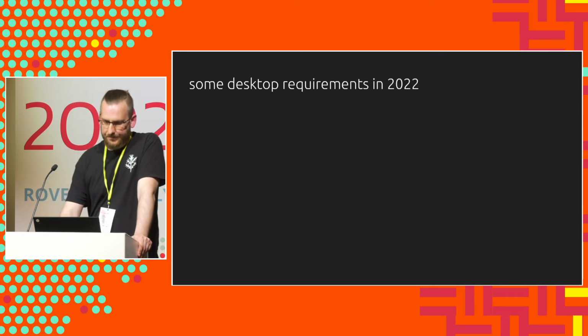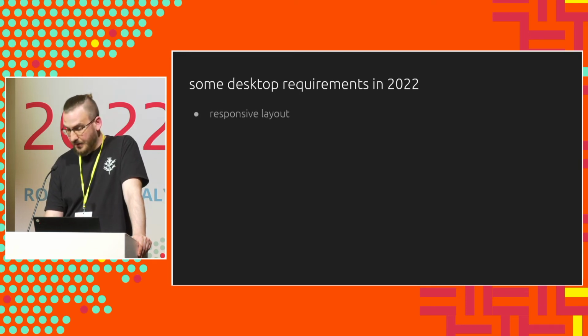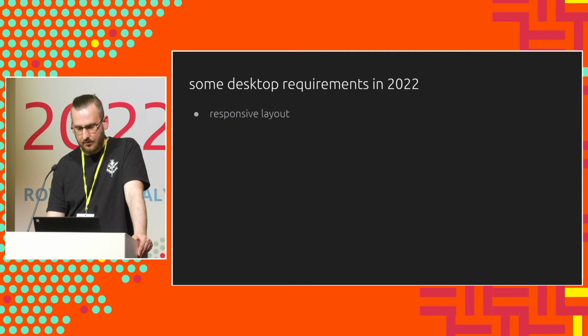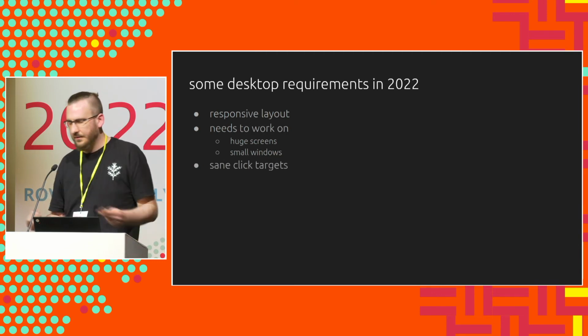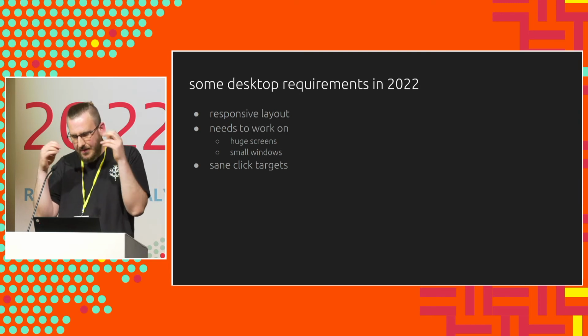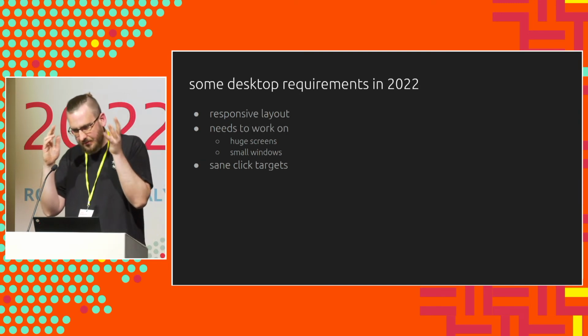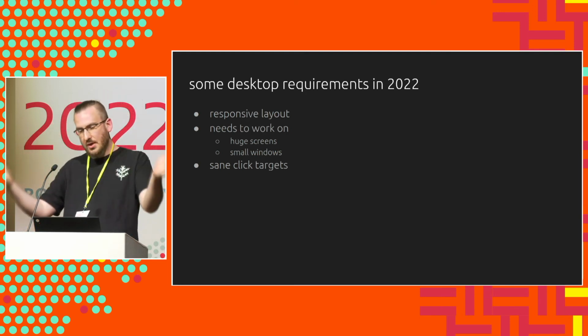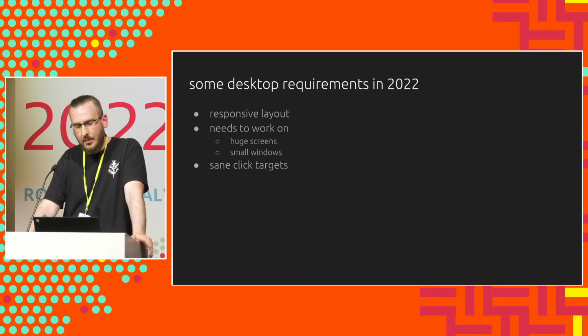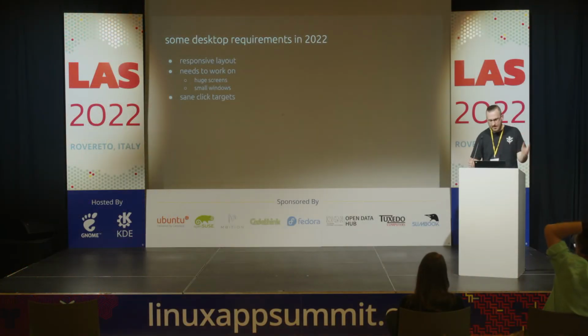All right. Also, some desktop requirements in 2022: you really want to have a responsive layout, because you can change the size of the windows, so your navigation needs to adapt to this. It needs to work on huge screens, and it needs to work on small windows. Also, you need to find some middle ground between really tiny elements, which I think there are still some around, where I have problems with my eyes to see all the small elements, and this huge UI like pure material design on the desktop. So maybe let's find some middle ground.